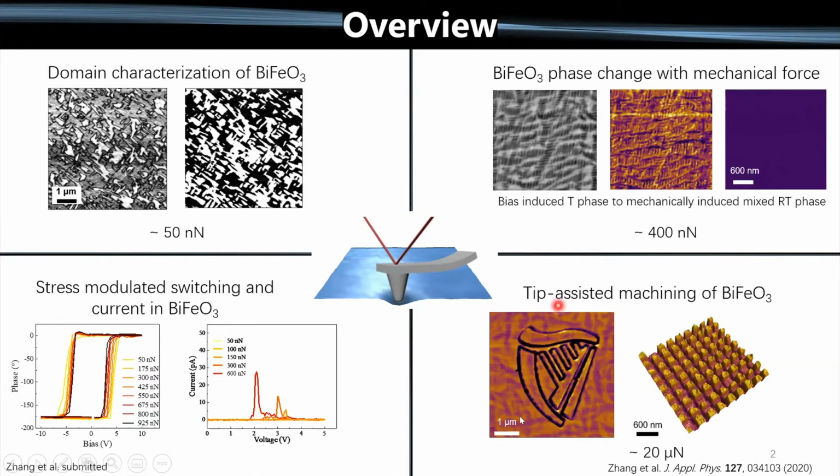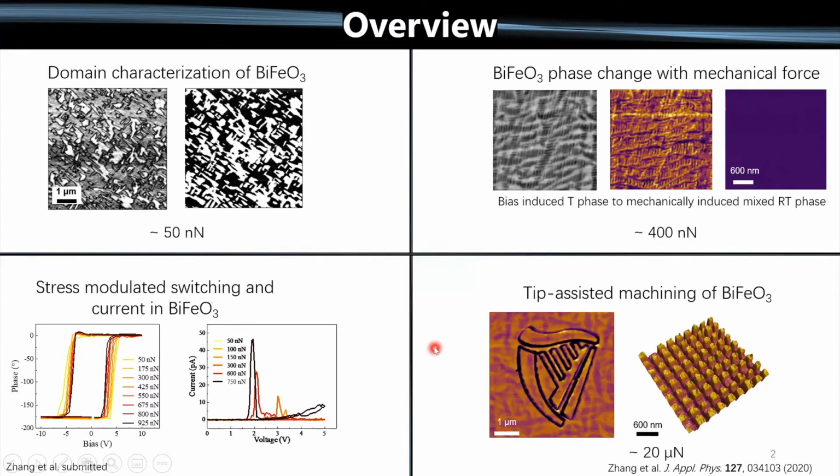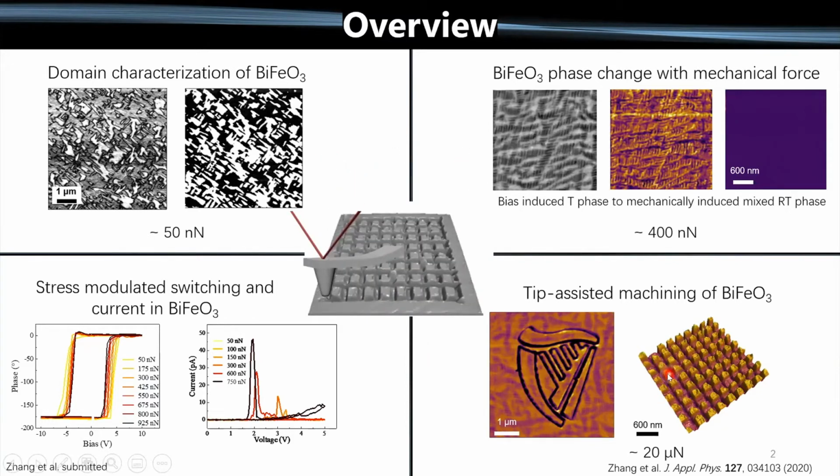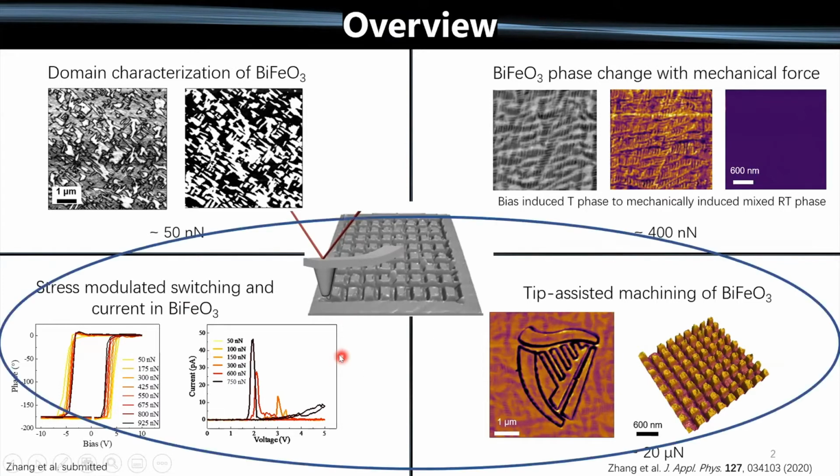Now, if we apply even larger forces, we're able to machine the material. We can carve out a nice harp from the UCD logo or make nanostructures. And this is what I'm going to be talking about in the rest of this lecture. Here is a quick little animation. I'm not sure if the refresh rate will work well for Zoom, but you can see as the tip is moving across the sample, we can actually carve out nanostructures and test their ferroelectric properties and test the influence of the mechanical force applied on the ferroelectric behavior. So this is what I'm going to be focusing on in my talk.